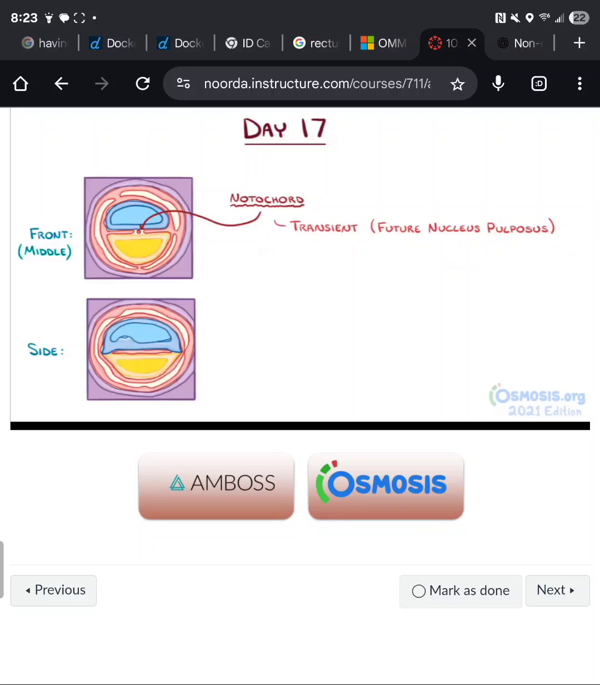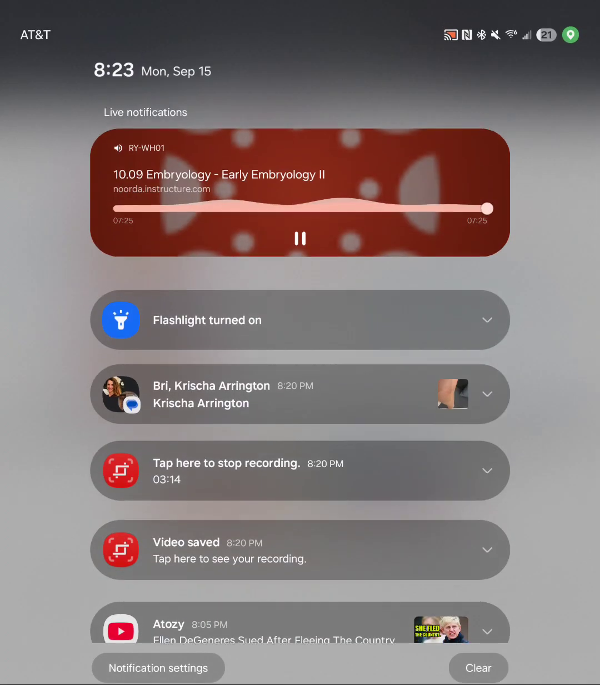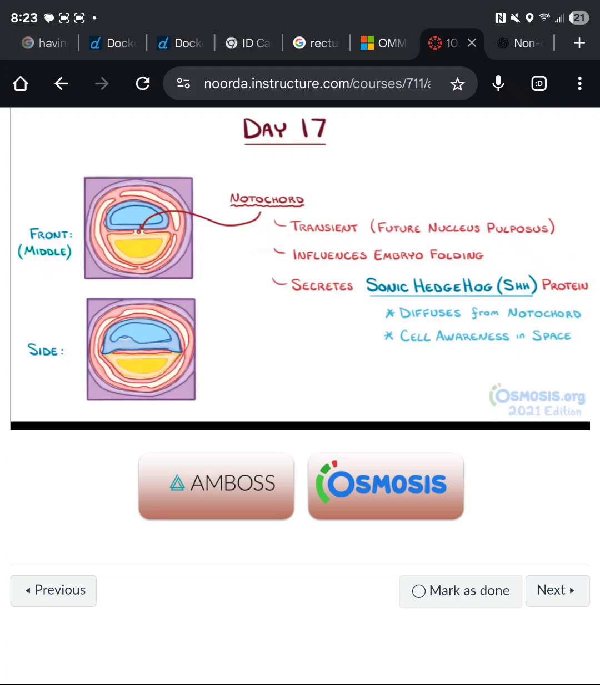Nevertheless, the notochord is extremely important during early development, for a couple of reasons. First, the notochord is a solid structure, and it helps influence how the embryo folds early on. Second, the cells of the notochord secrete a protein called sonic hedgehog, or SHH for short, which diffuses out through the trilaminar disc. The closer a cell is to the notochord, the higher the concentration of SHH, so it's a way for all of the cells to know where they are in three-dimensional space, and this helps the surrounding tissues differentiate and develop in the right way.